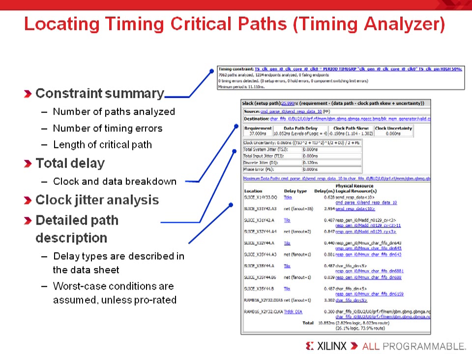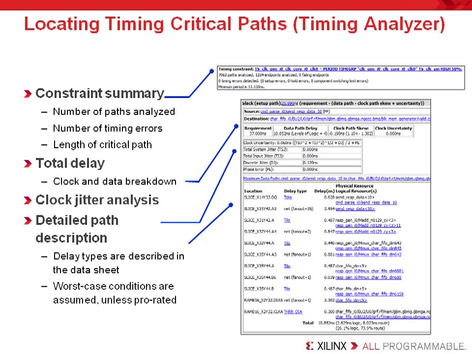Understanding your system performance and locating any timing critical paths is important to deciding how to improve your timing. These timing reports, as I mentioned, are made with a timing analyzer. The function of this tool and the reports it generates are covered as part of the Designing for Performance class. But in this case, we wanted to point out a few things about a simple example. So in this case, we've got a period constraint. You can see at the very top, which is included in your constraint summary, the number of paths analyzed, number of timing errors, and the length of your critical path.